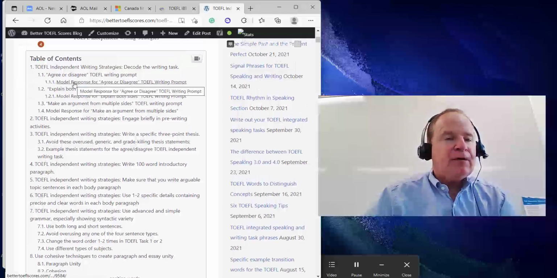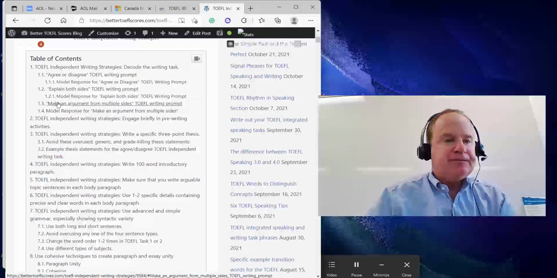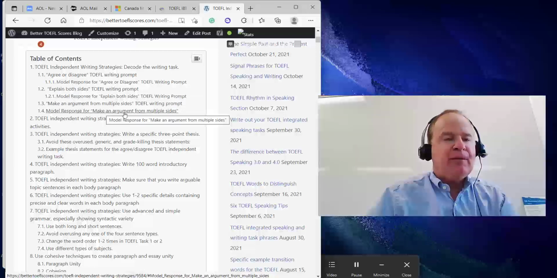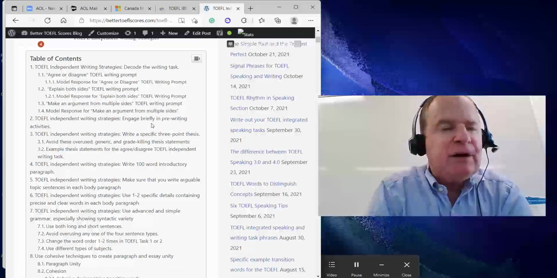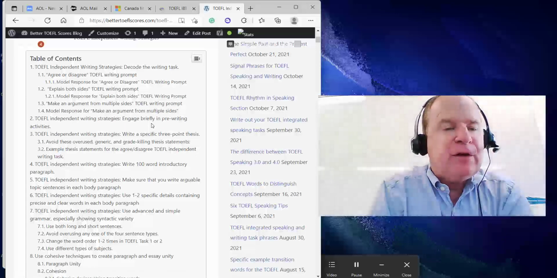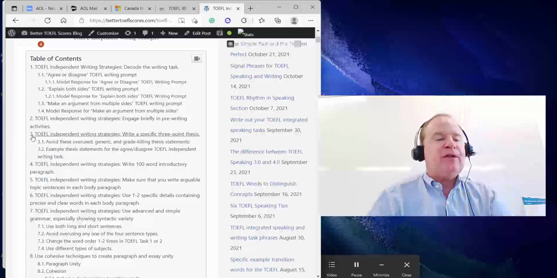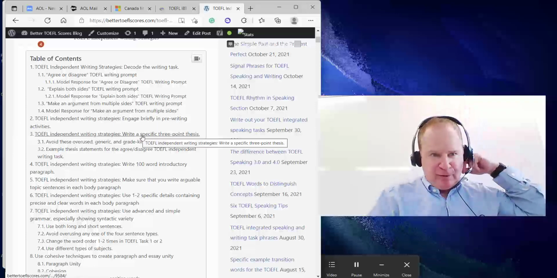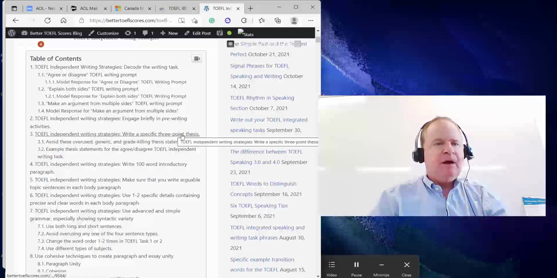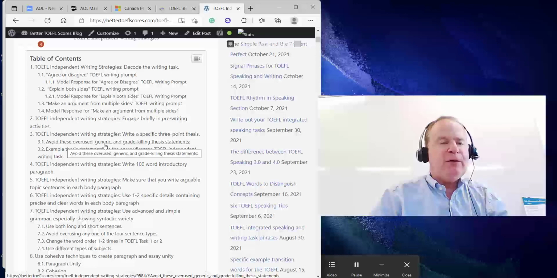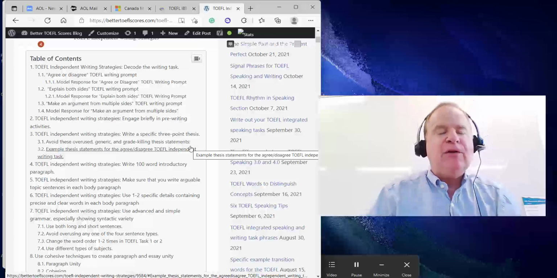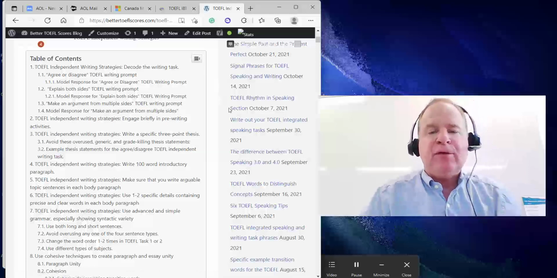Look at the model response for agree, disagree. You have the model response for explain both sides, model response for make argument from multiple sides. You have 3 different models, which will give you an idea on the kind of development and organization you're looking for. Also, I think the third area, write a specific 3-point thesis. I think that's a good one. Also, remember to read 3.1, avoid these overused, generic, and grade-killing thesis statements, right? And that'll give you some good tips on framing your thesis statements for this type of writing.